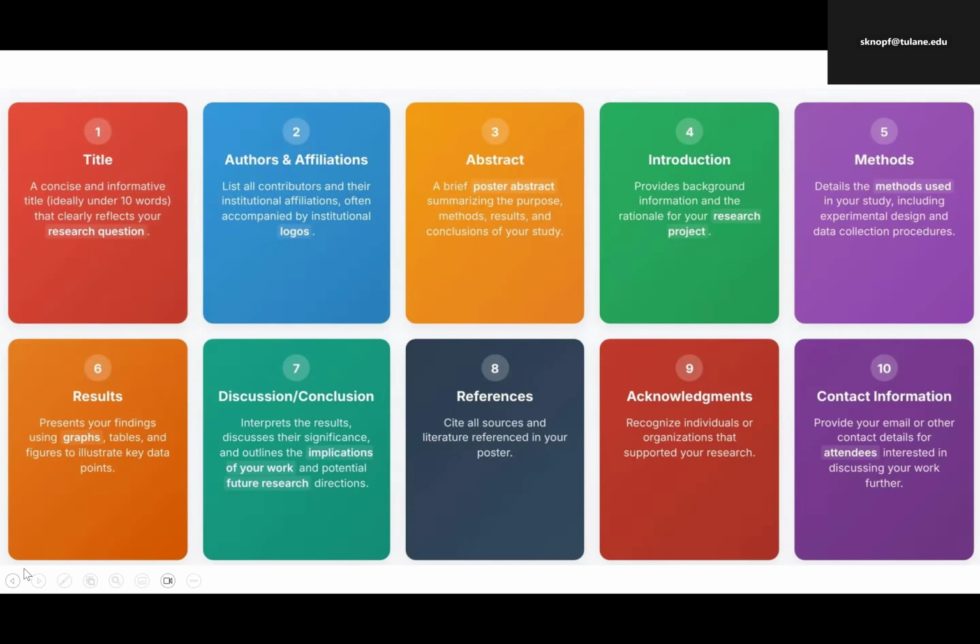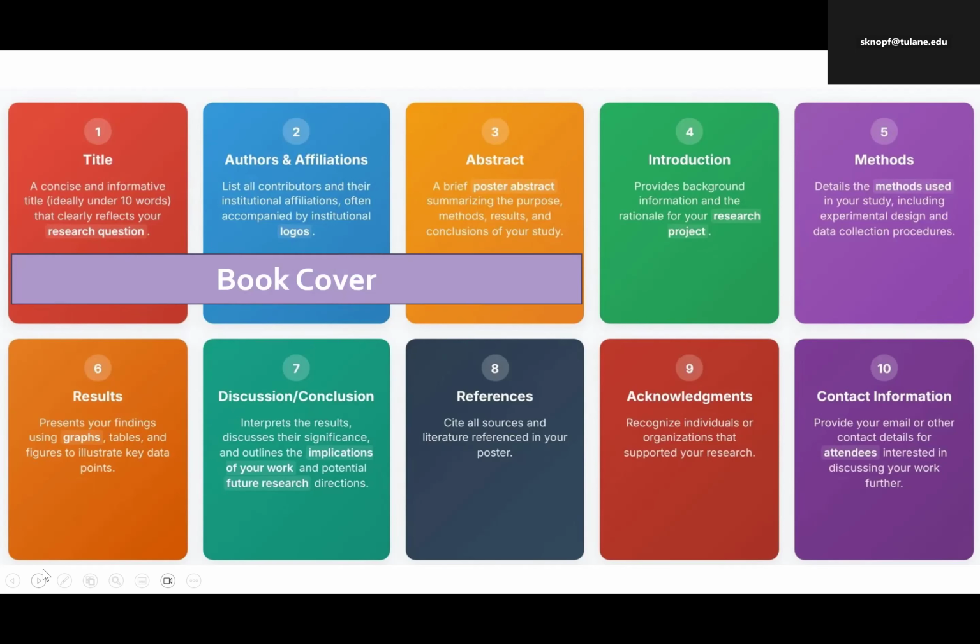So don't get overwhelmed, but this is a breakdown of the things that you'll find in a poster. I try to break it down into you have your book cover, which has your title, your author, and your abstract. An abstract is a really brief, like one paragraph summarizing everything in your poster. And it's kind of like the title and author and then the back of the book.